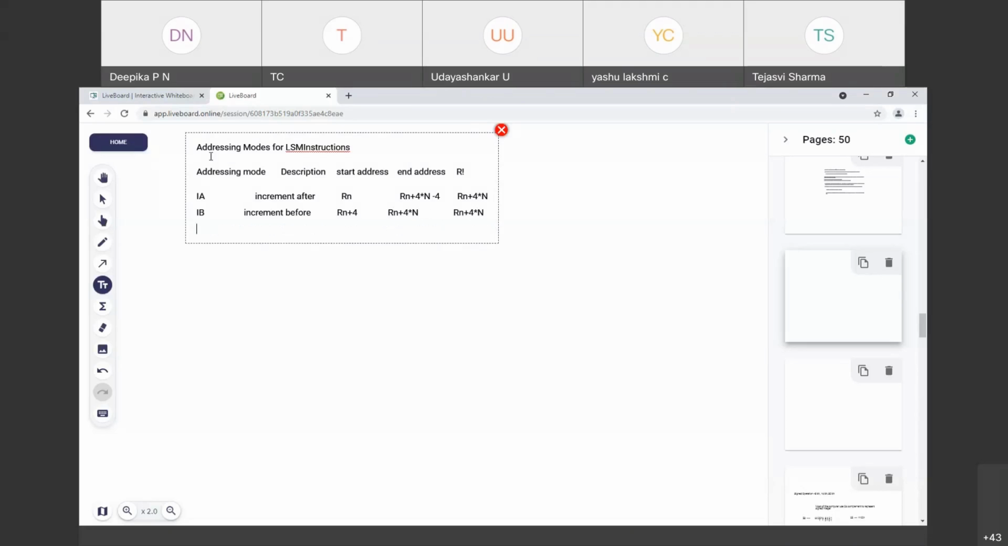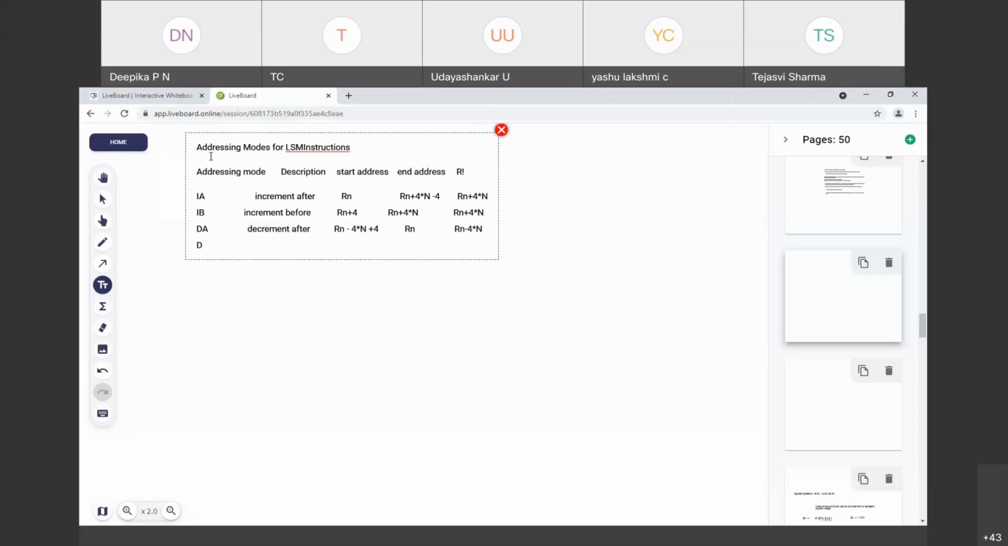Similarly, I can write decrement after. When you say decrement after, here comes the minus sign, so the second line comes first here: Rn minus 4 star n plus 4. And what is the end address? Because you are decrementing in the reverse way, the reverse of IA and IB. This is again after. If I write R with the not symbol, it should be updated with this value, Rn minus 4 star n.